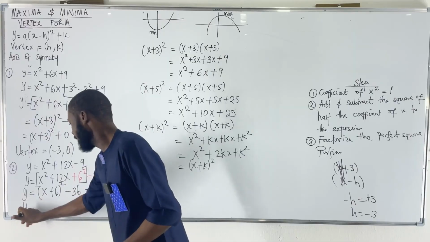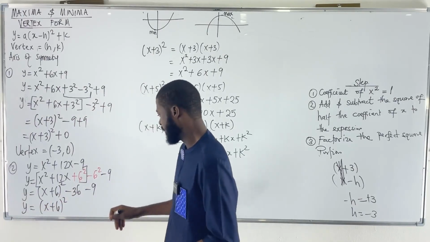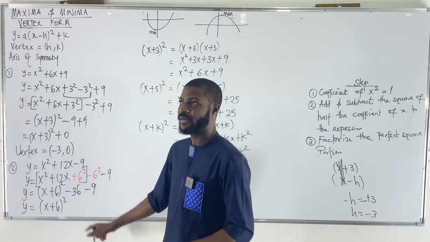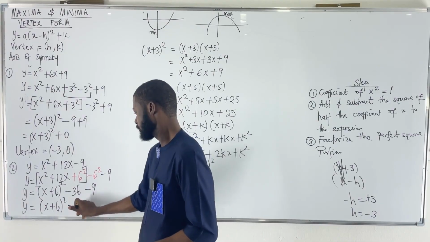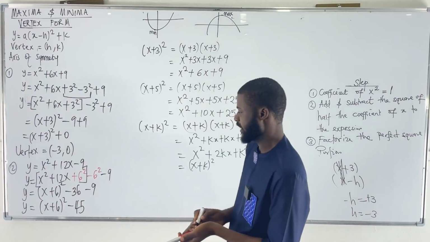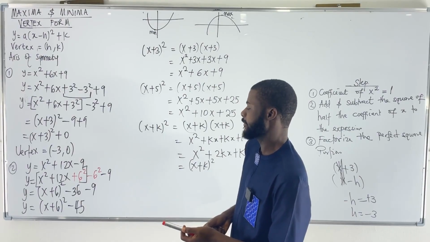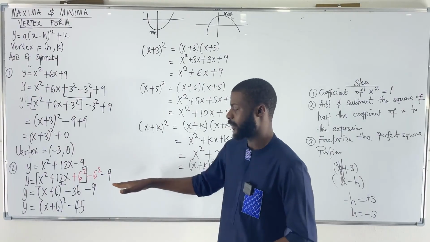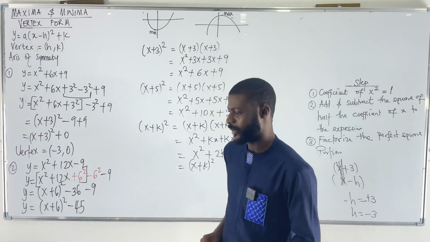So this will be y equal to x plus 6 all squared, then minus 36 minus 9. That should be minus 45, if I'm not mistaken. Yeah, minus 45. So that's what we have.